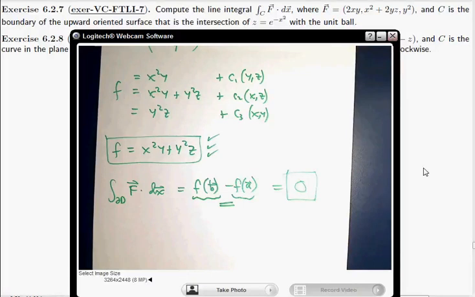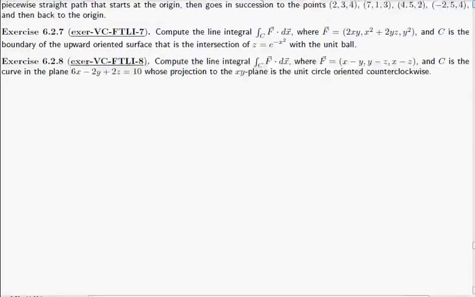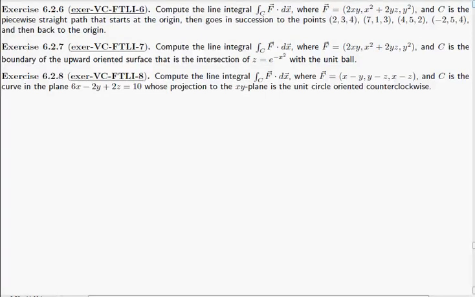Is it the same for the one above, number 6? Let's see, I don't remember. Even if it's piecewise, it starts and ends at the same point. It's the same vector field, so the vector field's a gradient, against a piecewise straight path that starts at the origin and then goes back to the origin. So yeah, absolutely. Same deal for number 6.